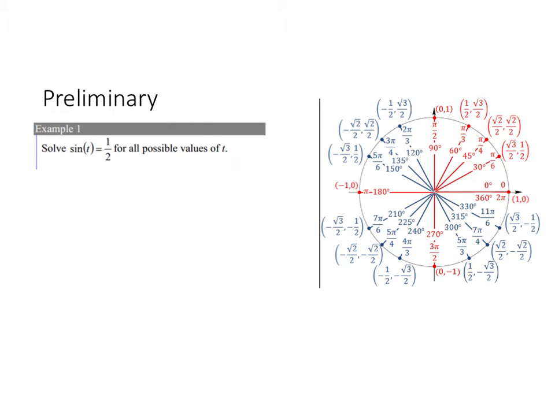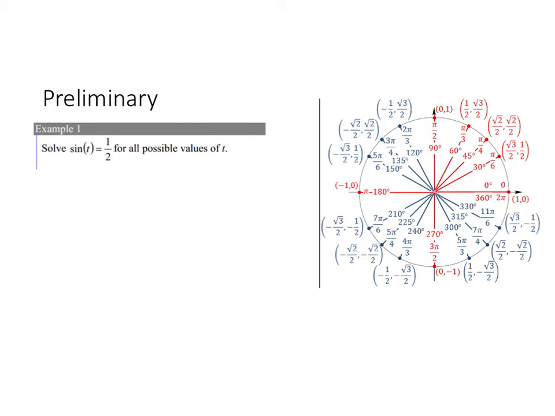Okay, so how do we solve trig equations? There's a couple of things you have to do. Sometimes they're going to tell me a certain range. On this question, they're not telling me at all. They're just saying find all possible values of the angles that have a sine of 1/2.